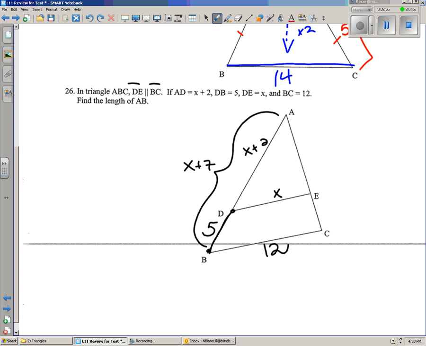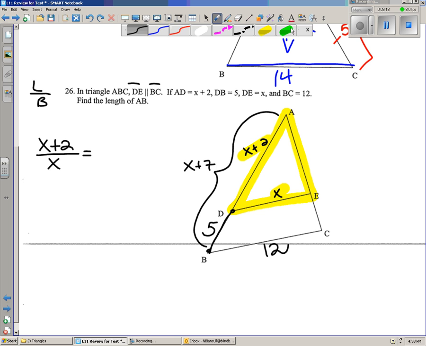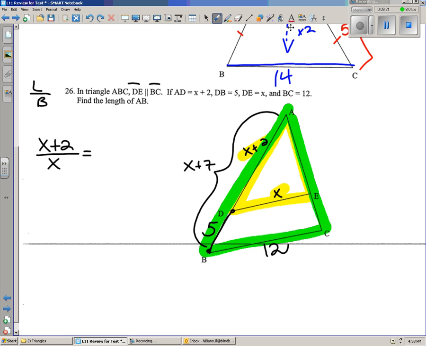Now, there are many ways to do your ratios, but I'm going to go like this. I'm going to take the small triangle first. And I'm going to do left over bottom. So in the small triangle, I'm doing x plus 2 over x equals. I have to do the same exact setup in the large triangle. I have to do left over bottom. Left is the x plus 7 that we just added up. And bottom would be 12. Notice the 5 does not enter into this at all. Once we've added the 5 to the x plus 2, it's the x plus 7 that's being used, not the 5.